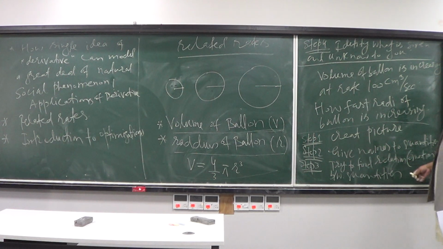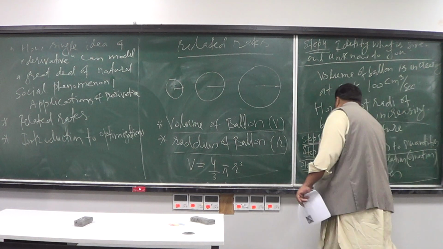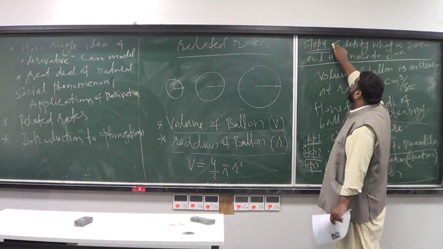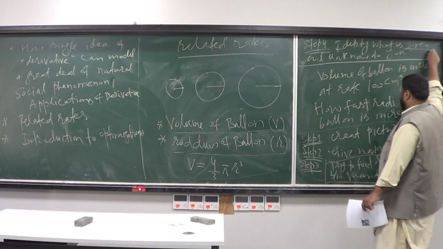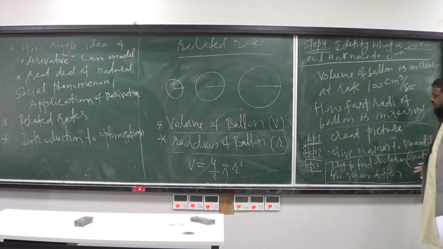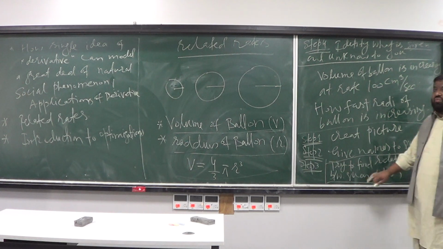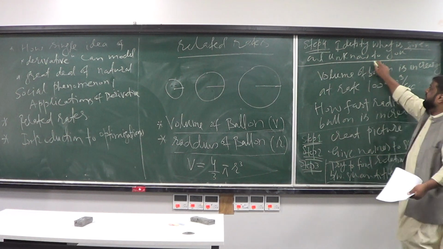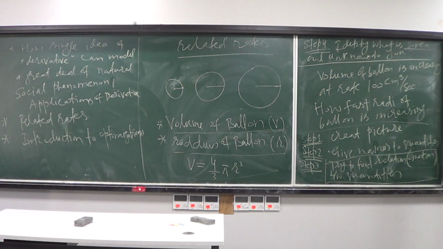Then, using the relationship that you have established between the quantities, combined with the known, given information, try to compute what you want. Try to compute what is unknown to you. So this is what this step is.